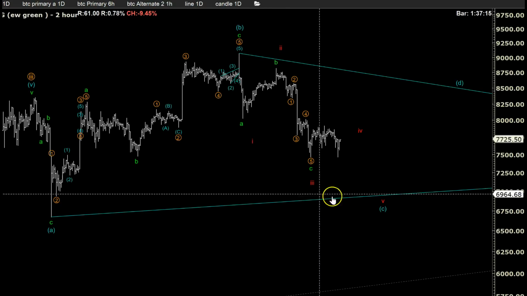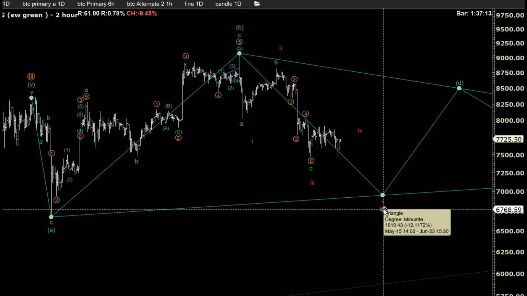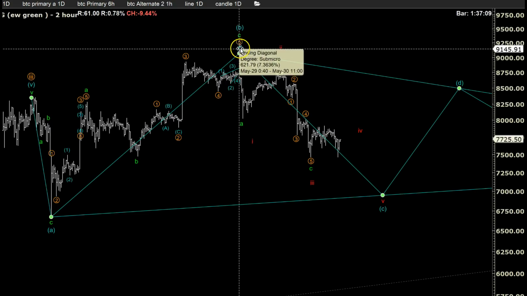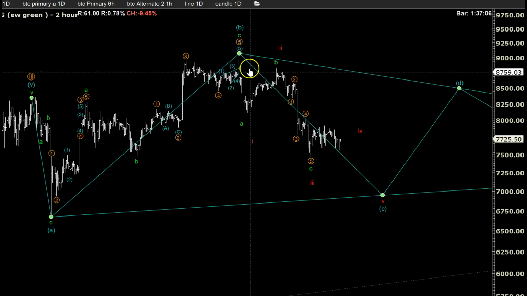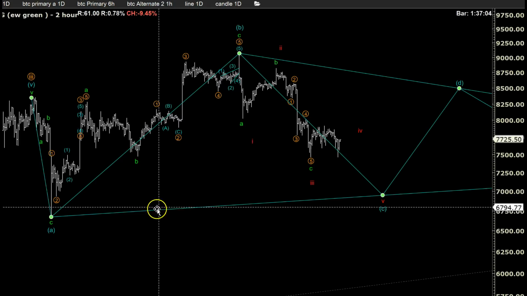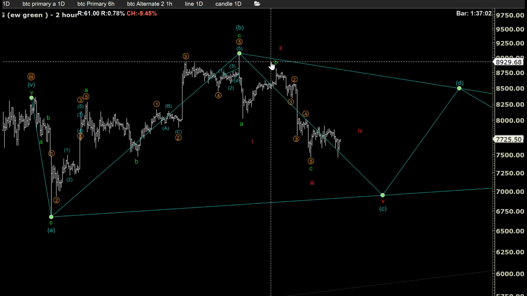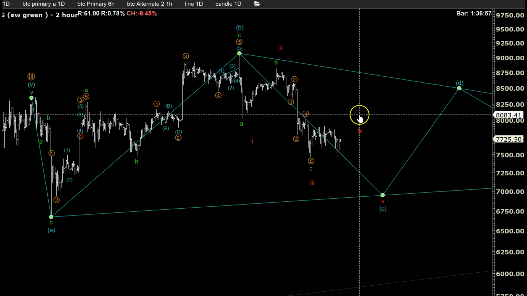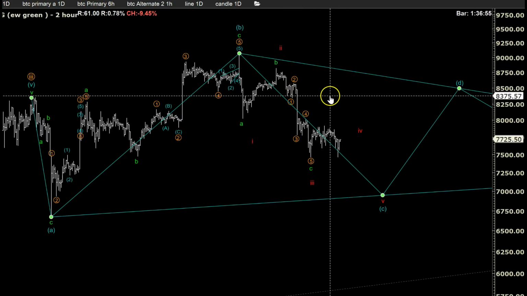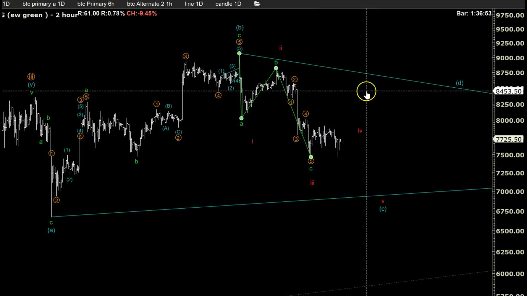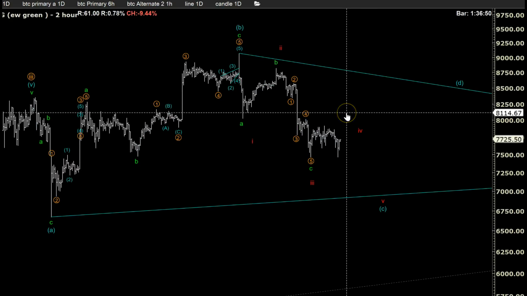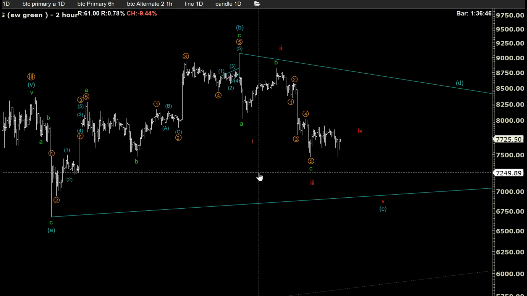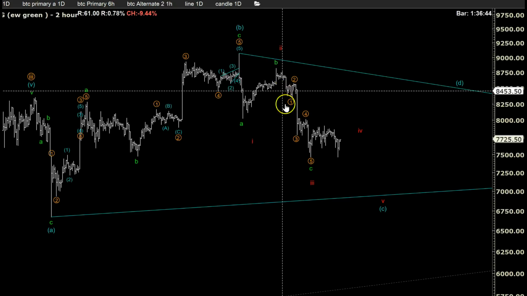Because we need to have a three-wave move inside this triangle, and the largest correction so far was this wave B, I'm looking at this big drop after the ending diagonal as a wave A. We go up in B, and we should be coming down in the C wave, which needs 5 waves. Now here is the issue. This wave C, it looks like it already has 5 waves. And I have a problem with this because I think it's pretty short.